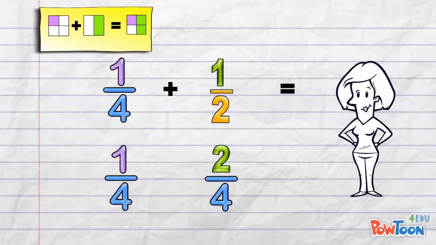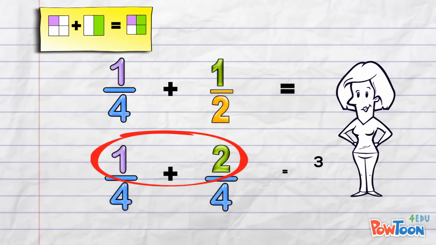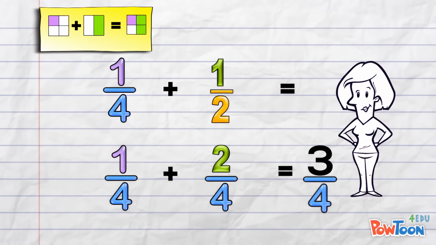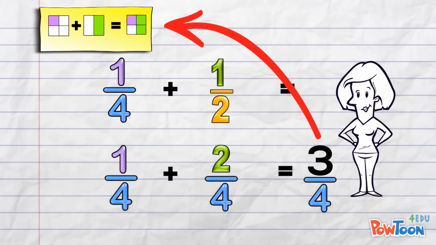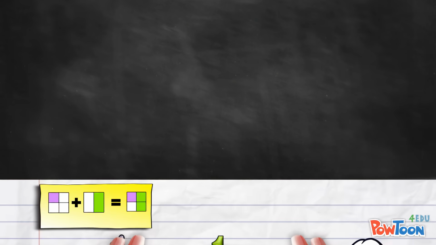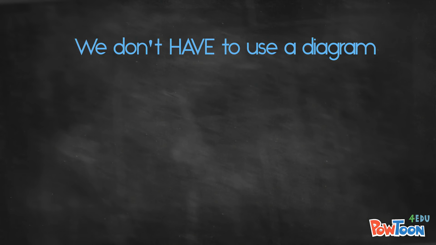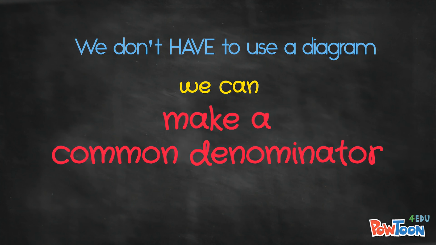Now it's very easy. We just add the numerators. 1 plus 2 is 3. Keep the denominator and we're all done. 3 quarters, just like you saw when we did this problem using the diagrams. You can see we don't have to use a diagram. We can make a common denominator instead. That's easy enough, isn't it?